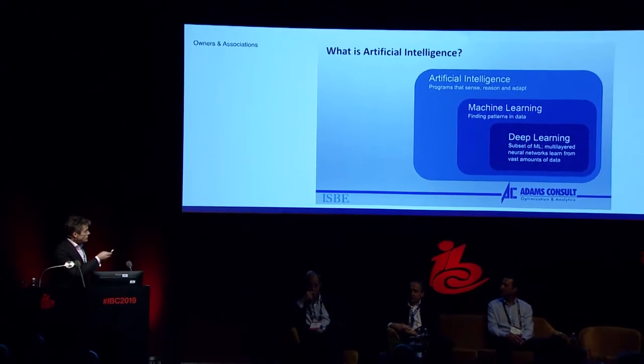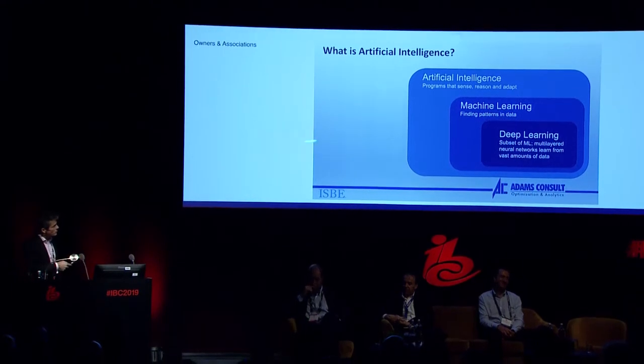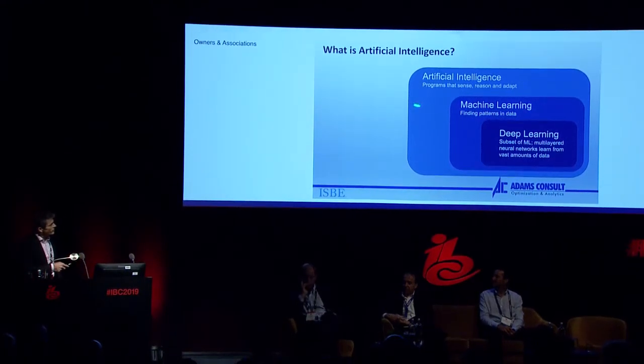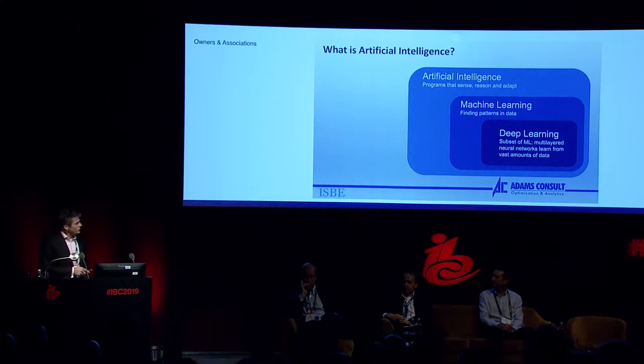I saw this last week in Singapore at a 5G conference. Somebody was talking about this, and had a great slide. Well, I copied it. I made it myself, right? Took the idea. Artificial intelligence, it was very nicely put, is one field, and it has a bunch of subgroups. Machine learning is one. It finds patterns in data. While artificial intelligence is really a computer application that senses, reasons, and adapts, and makes sense of data.